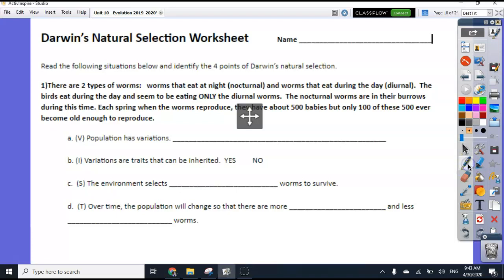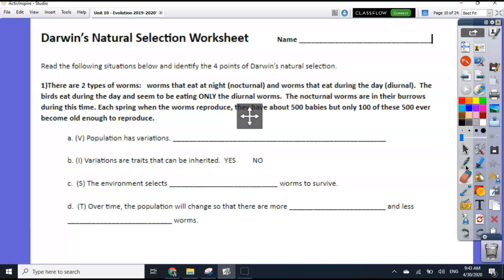So let's go ahead and read the first example here. There are 2 types of worms: worms that eat at night, so nocturnal worms, and worms that eat during the day, diurnal worms. The birds eat during the day and only eat the diurnal or the daytime worms. The nocturnal worms are in their burrows during this time. Each spring, when the worms reproduce, they have about 500 babies, but only 100 of these 500 ever become old enough to reproduce, right? Because they end up getting eaten. All right, so the population has variations.